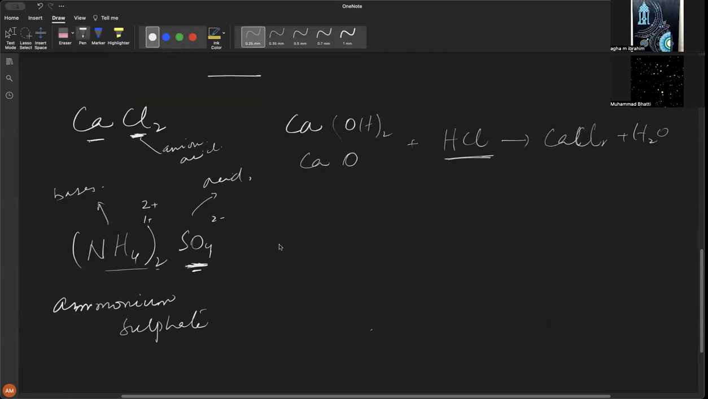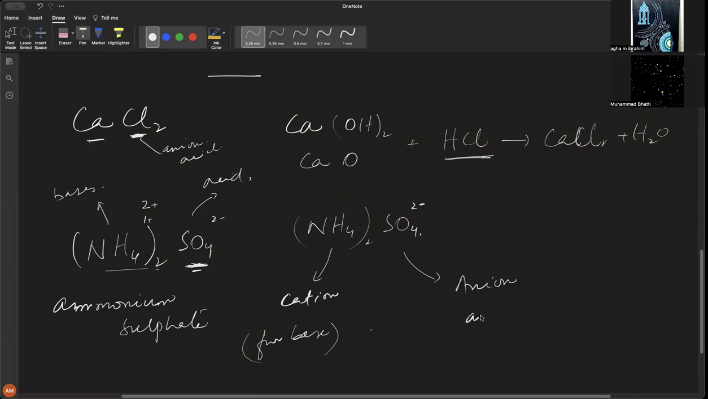So if you look at it now, we are talking about another salt, which is ammonium sulfate. This is the salt we are talking about. And we are saying that this is the cation that is present here, and this is the anion. So this cation would have come from a base. And this anion, which has a negative sign, -2, would have come from an acid.